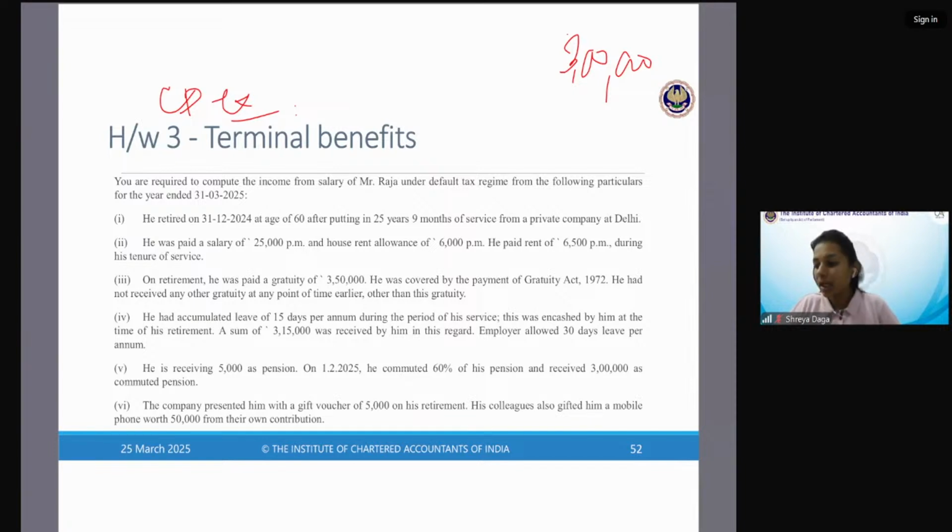Is it available under default regime? Do you get benefit of commuted pension exemption in default regime? Somebody saying no. Then why are we calculating? If you don't get any exemption, just write. Why are we calculating? Remember, terminal benefits exemption you get under both regimes. Okay. So yes, you get.